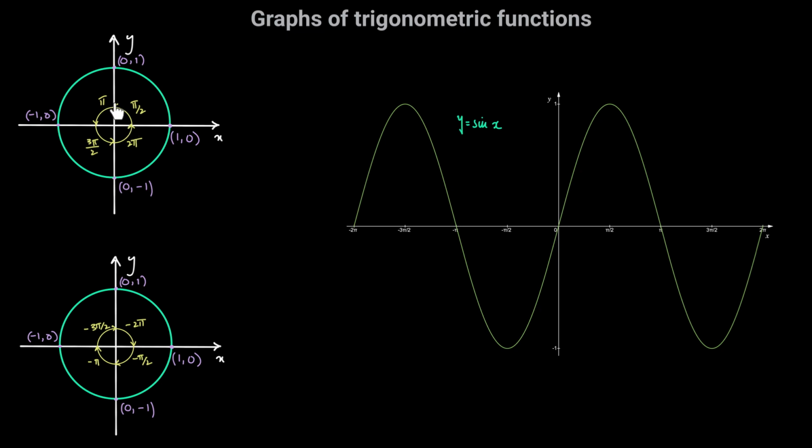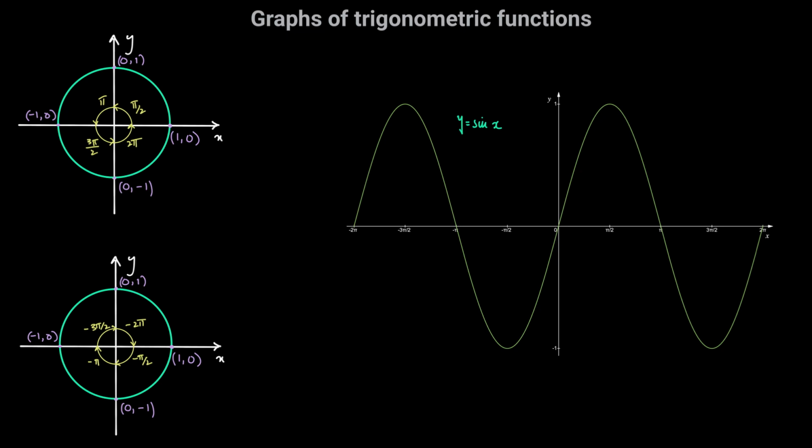When x is equal to pi over 2 radians or 90 degrees, we can see that the y coordinate is 1. So when x is pi over 2 radians, sine of x is 1. When the angle x is pi radians or 180 degrees, the y coordinate again is equal to 0. So when the angle x over here is pi radians or 180 degrees, sine of x, that's the y coordinate on this graph, is equal to 0.